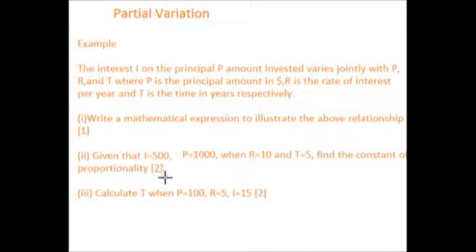The constant of proportionality should be 1 over 100. So you can use that to get the expression I is equal to PRT over 100. Okay, that will be the mathematical expression required. And you can use that to calculate T when P is equal to 100, R is equal to 5, and I is equal to 15. What will be required of you is to make T the subject of the formula there.